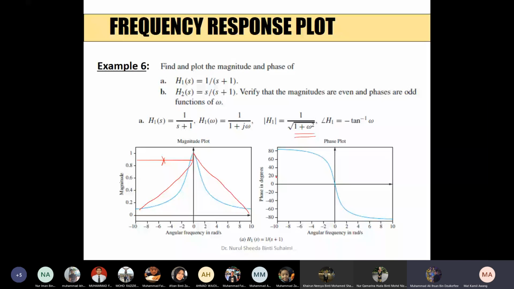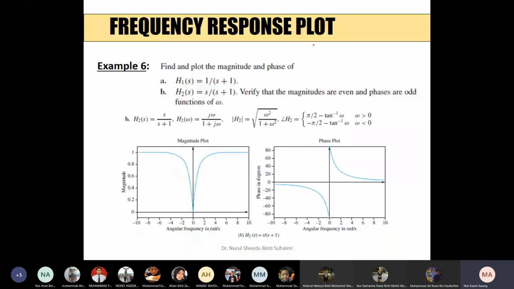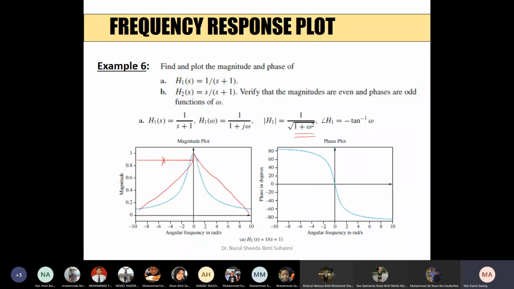If you look at the previous slides, this one is not in the slides. Based on the text, it's actually an example from the textbook, just to show you how they plot the frequency response. And this is for this one. It's like a band pass filter, right? So it passes at this frequency and it attenuates at this and this frequency.